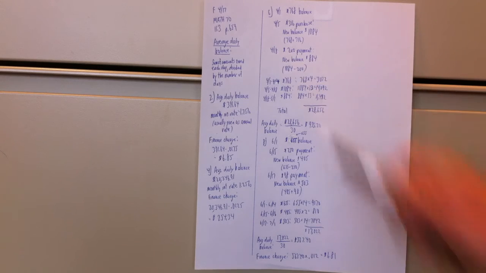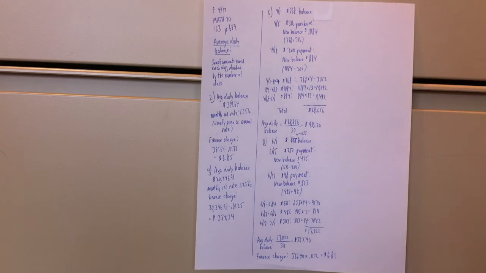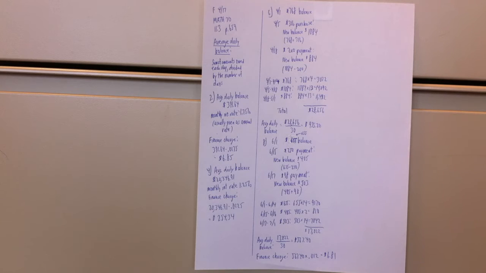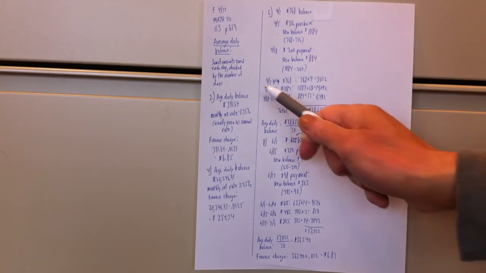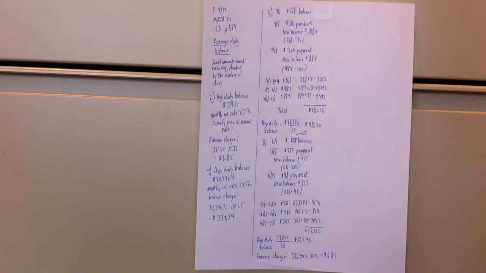And then on April the 18th, we make a payment off this credit card of $200. So that makes the new balance $884, which is $1,084 minus $200. Okay, so now how do we figure out the average daily balance? Right, so from April the 1st to April the 4th, the balance was $768.